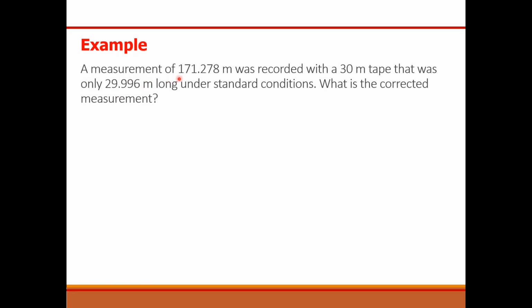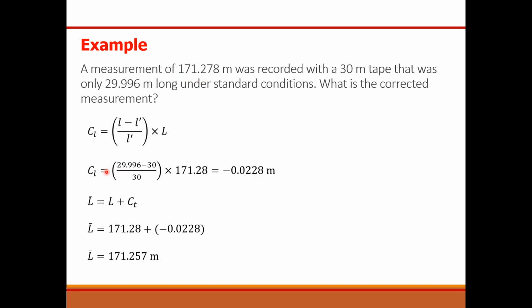The second example: a measurement of 171.278 meters was recorded with a 30-meter tape that was only 29.996 meters long under standard conditions. What is the corrected measurement? Here you can see that due to shrinkage, the tape is shortened. Due to the shortened value, we have to subtract the value of CL from this value. Mathematically, 29.996 minus 30, which is the standard tape length, multiplied by 171.28.